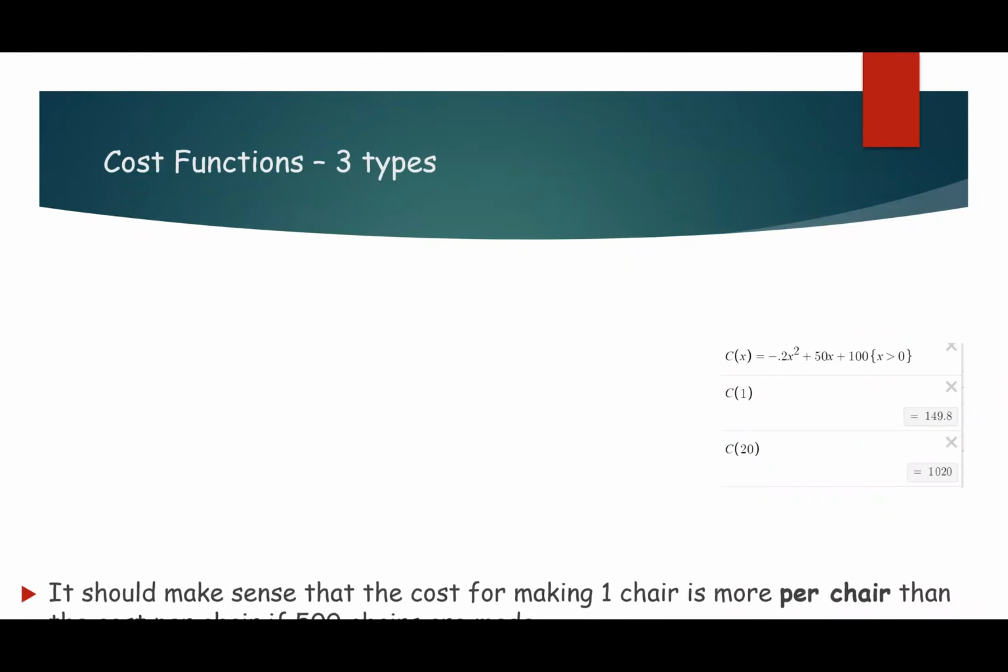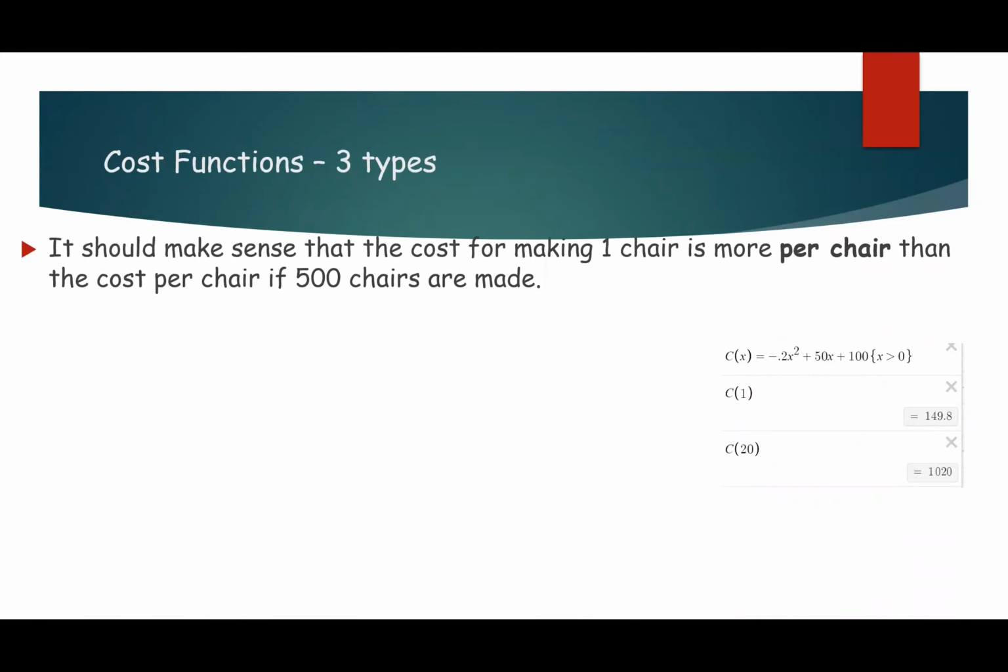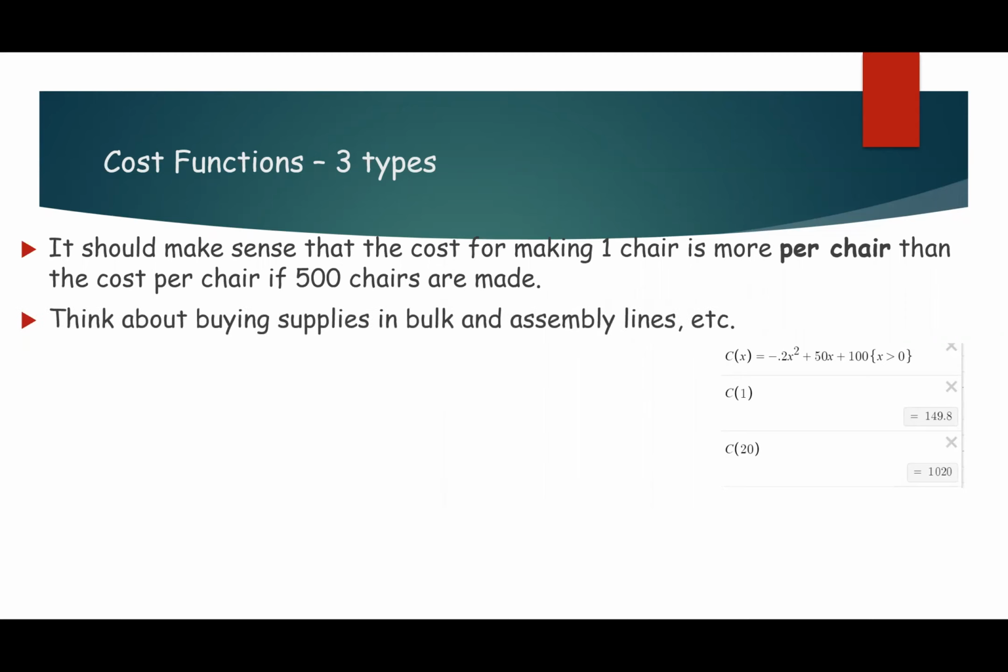All right, now we're going to talk about cost. And we discussed this in class, so I'm not going to discuss it in such great detail. But it should make sense to you that the cost for making 1 chair is more per chair than the cost per chair if 500 chairs are made, because manufacturing is mass production. And the reason we do mass production is it makes it cheaper with assembly lines and things like that to produce individual items. So think about buying supplies in bulk, like at Costco, and assembly lines. That's why it makes sense that the cost per chair is less if we're making 500 chairs than if we're only making one.